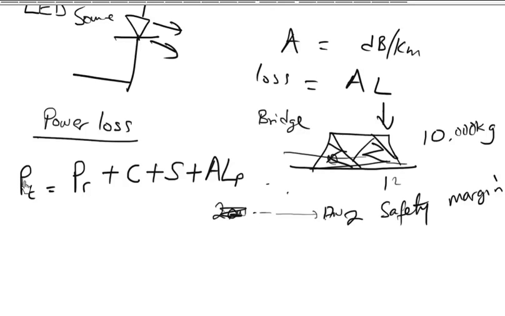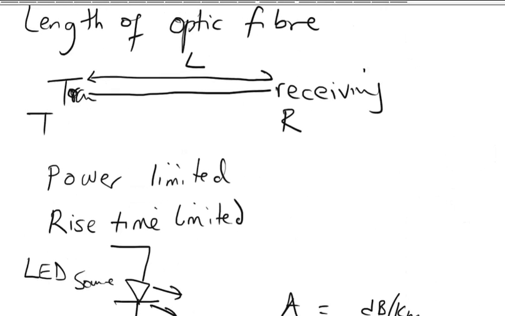Alright, so PT is PR plus C, the connector loss, plus safety margin plus the loss in the fiber. The loss in the fiber is the attenuation multiplied by the length. You understand now? This attenuation is in dB per kilometer, right? Good.